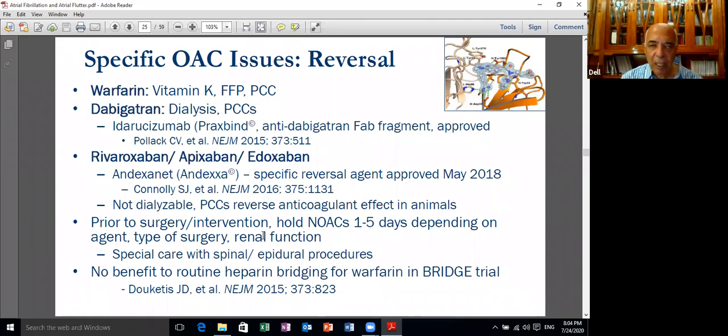The specific issue is how to reverse the anticoagulation for warfarin: simple, vitamin K given orally in small doses, fresh frozen plasma, and 4-factor prothrombin complex concentrate. The problem comes with the new anticoagulants. For dabigatran we have a specific antidote, which is idarucizumab. This is not available in Egypt, of course, but still you can use prothrombin complex concentrates in case you get life-threatening bleeding.